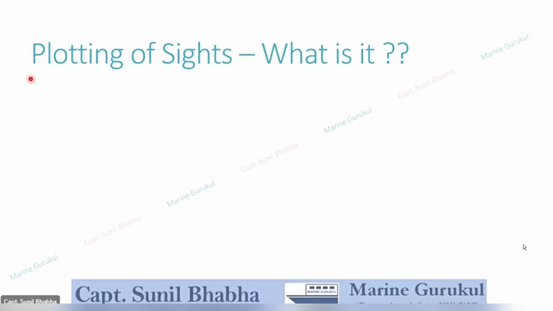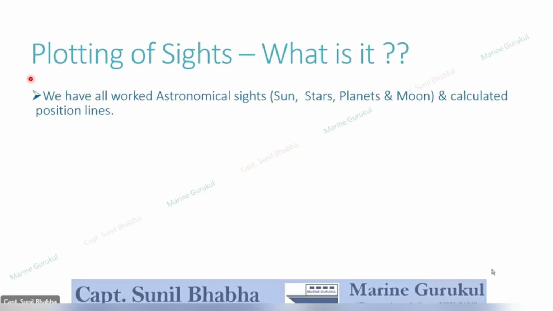In this presentation, we are going to learn about the plotting of sites. It is also known as graphical combination of sites and is also known by the names of staggered observations and simultaneous observations. All these names mean the same thing. Let us now try to understand what this actually is.